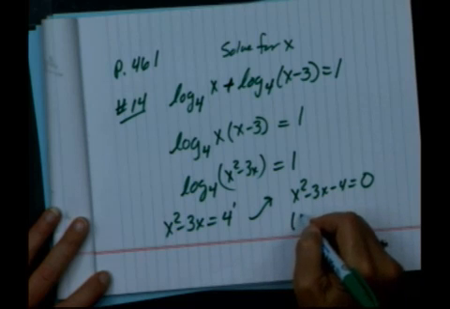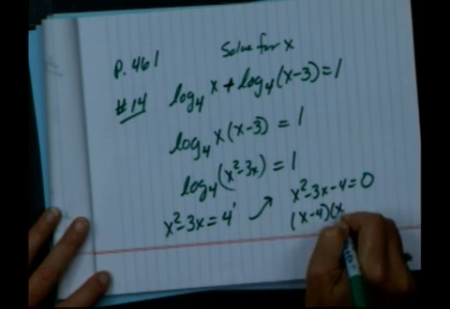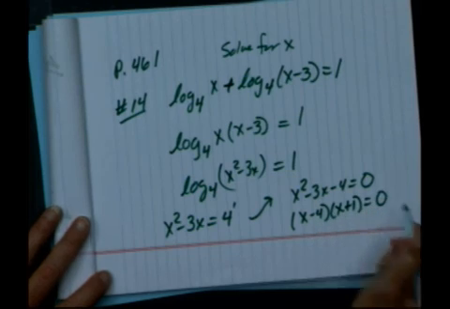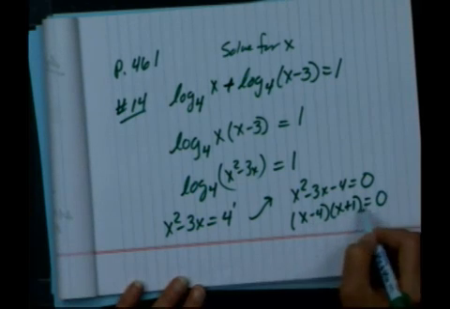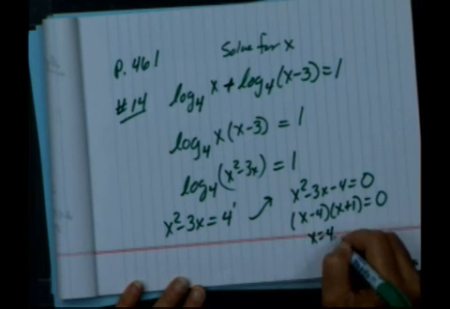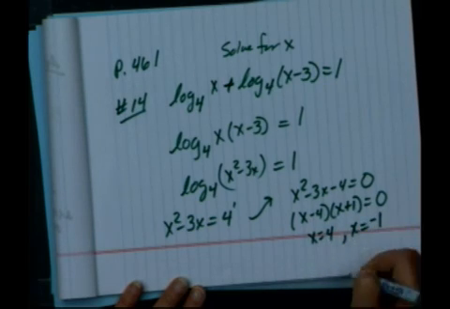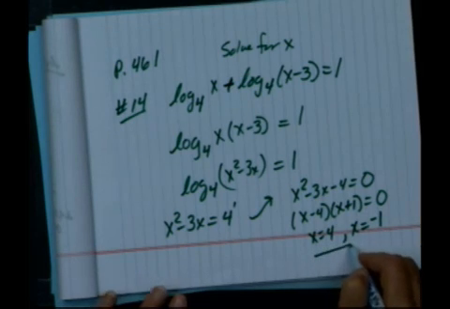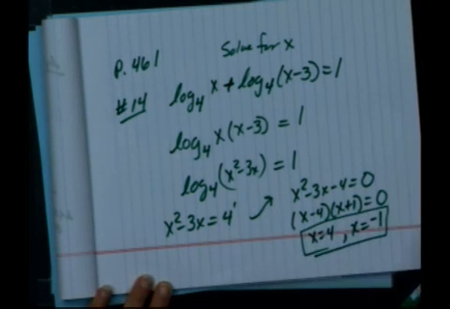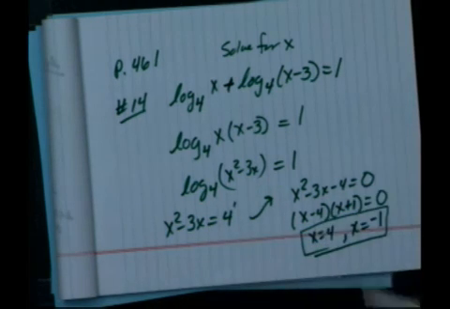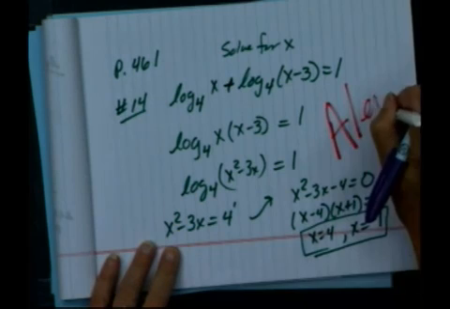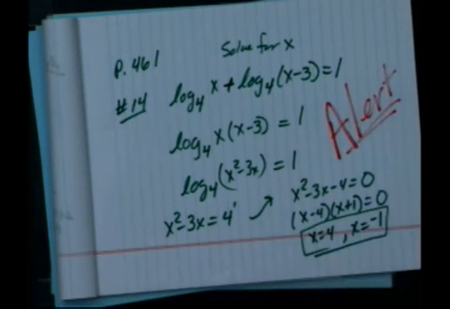And this factors, meaning write as a product. X minus 4, x plus 1. 2 factors multiplied together, so x is 4, x is negative 1. Okay, let's back up a second. Let's back up a second. I wish I had a red pen. I'm going to put a big alert on here. Alert. Write this in red in your notes. We have an alert here.